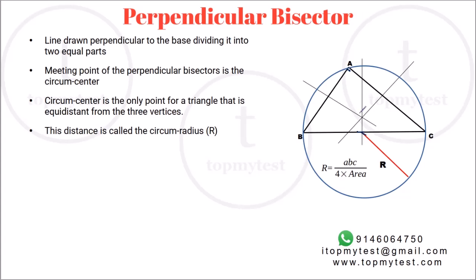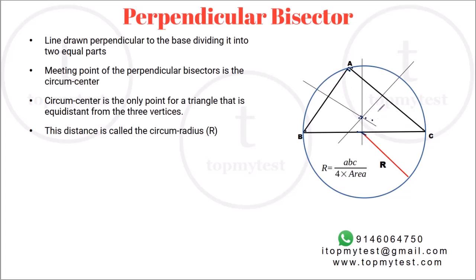Now, just like the altitude and the median, the meeting point of the three perpendicular bisectors is also concurrent. They meet at the same point, right? Now this point is called the circumcenter. Now the reason it's called the circumcenter of a triangle is because it's the only point which is inside the triangle which is equidistant from the three corners or the three vertices, right?